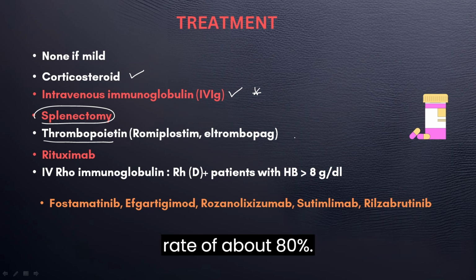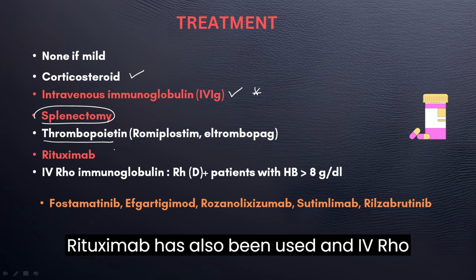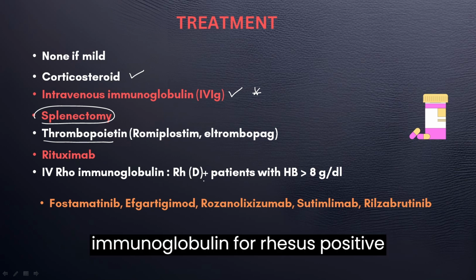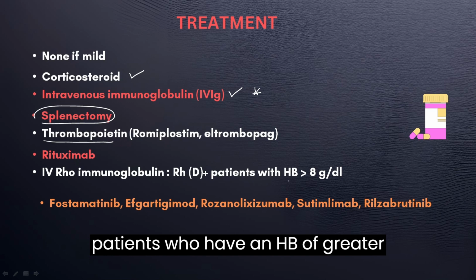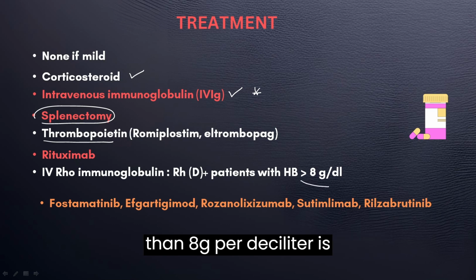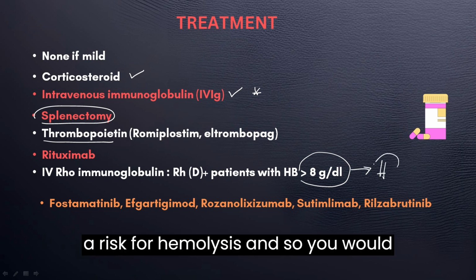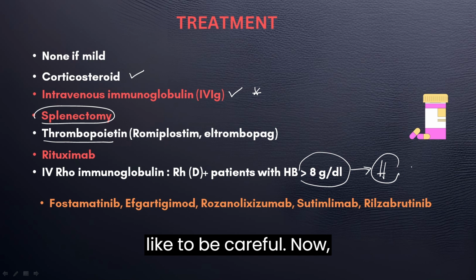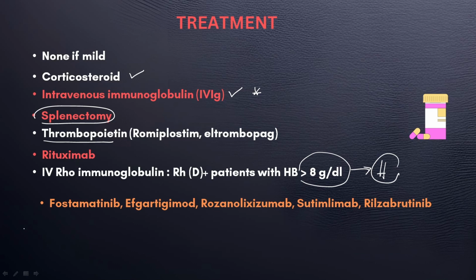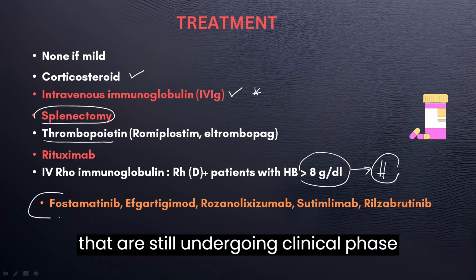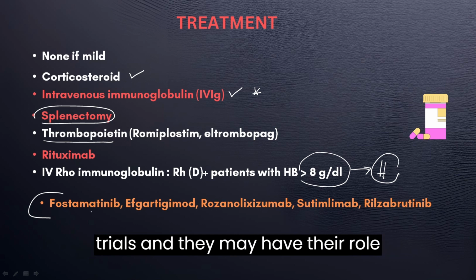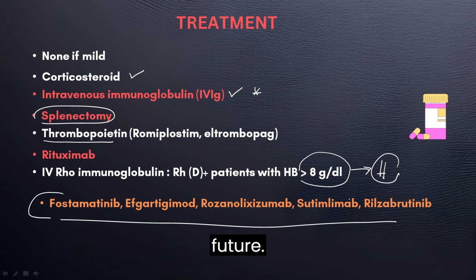Thrombopoietin also has a response rate of about 80%. Rituximab has also been used. IV anti-D immunoglobulin for rhesus positive patients who have an Hb of greater than 8 gram per deciliter is also used sometimes. This has a risk for hemolysis, and so you would like to be careful. Now, azathioprine, vincristine have also been used for chronic ITP. Regarding biologics, there are agents that are still undergoing clinical phase trials, and they may have their role to play in the treatment of ITP in the future.